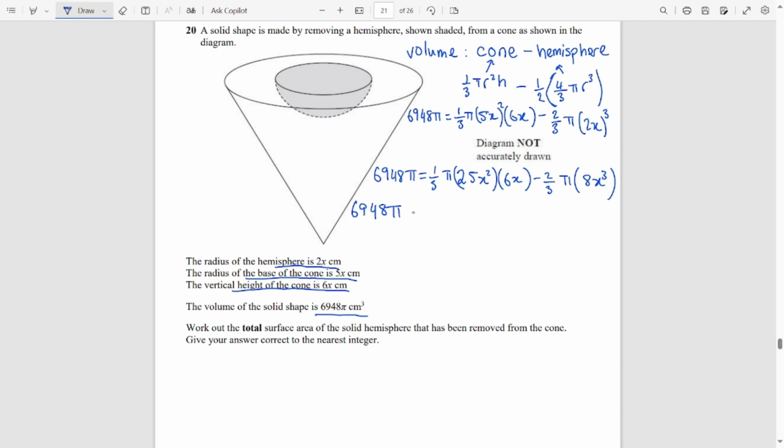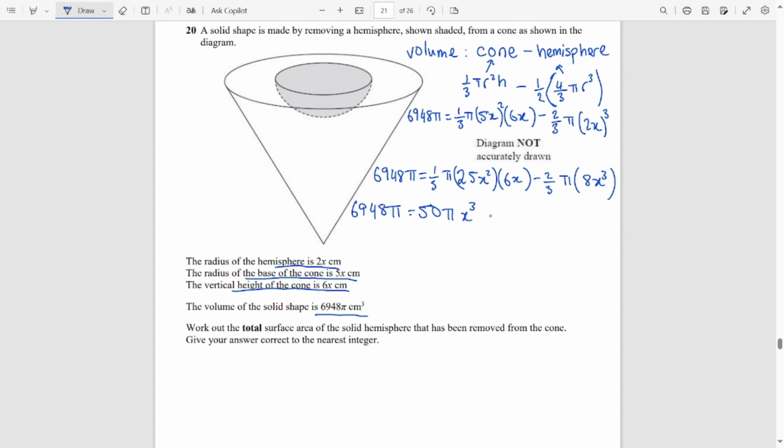6948 pi is equal to, now I'm going to multiply all the numbers together. So I'm going to do 1/3 times 25 times 6, because all of this here is being multiplied together. And so all of those numbers, we can just times on the calculator. 1/3 times 25 times 6 is 50. Now pi I haven't multiplied in yet. You could have done, but you would be foolish to, because you're going to start to get some really strange decimals and it's going to cancel down with this pi in just a minute. And so now I'm going to multiply the x parts together. So x squared times x is x cubed.